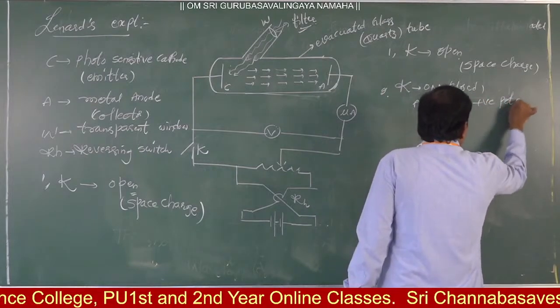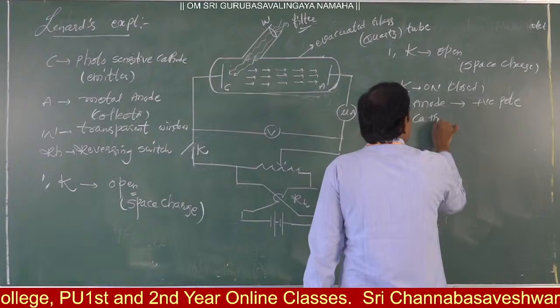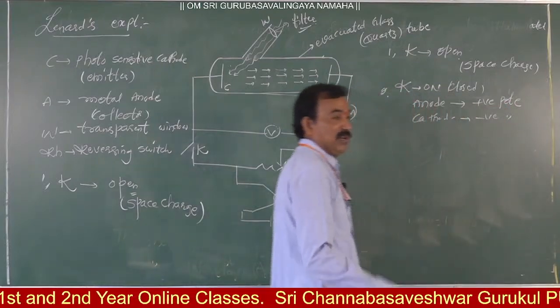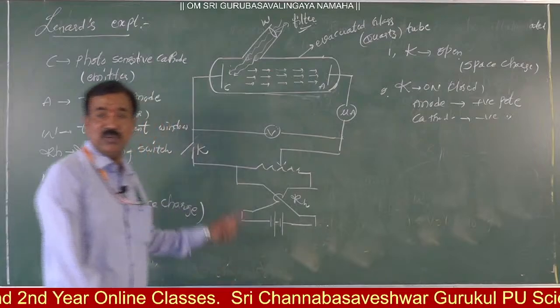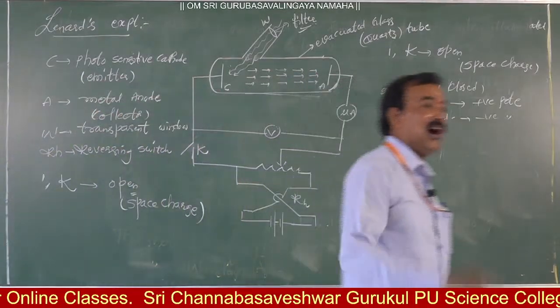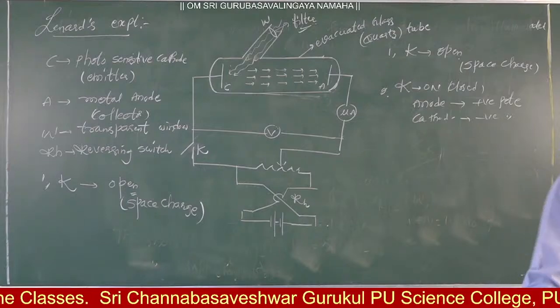Automatically, this is positive. What happens? The cathode is equal, what happens here? This has only a negative potential compared to the one that is positive, so the second one is at a negative potential. Is this clear? Second point: whenever the switch K is on, what happens here?